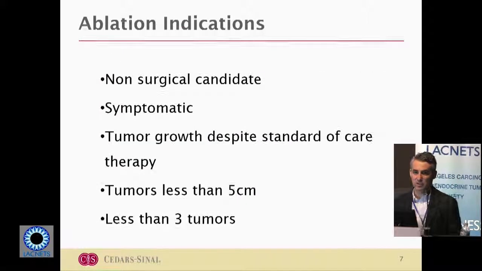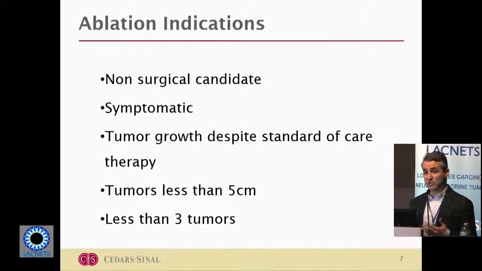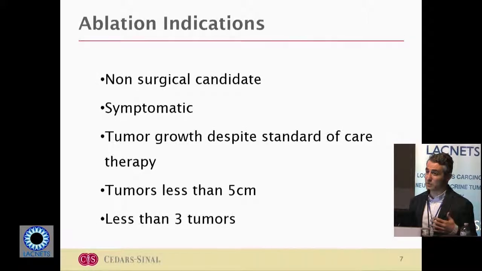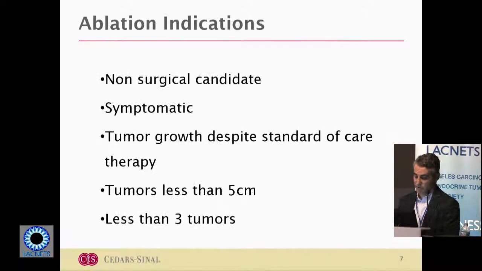So indications for ablation, these are all the procedures that we do are basically for non-surgical candidates. And primarily we're doing these procedures on patients who are either symptomatic or they have tumor growth despite standard of care. For ablation in particular, what we're looking for is tumors that are less than 5 centimeters. And it's really a procedure also that we do for relatively few number of tumors. If there's a lot of tumors, say more than 3, maybe we'd opt for a transarterial procedure.